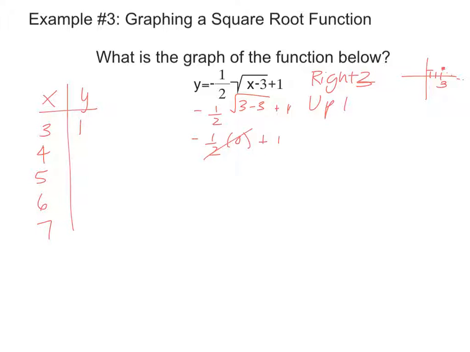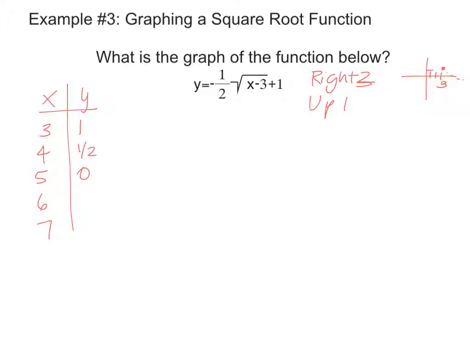Then I'm going to erase this and try 4. If I put in 4, 4 minus 3 is 1. That's going to be negative 1/2 when I multiply it times 1. And negative 1/2 plus 1 is going to be 1/2. Okay, let's try 5. 5 minus 3 is 2. 2 times negative 1/2, those 2's will cancel, so I'm left with negative 1. And I still need to add 1, so that one's going to be 0.